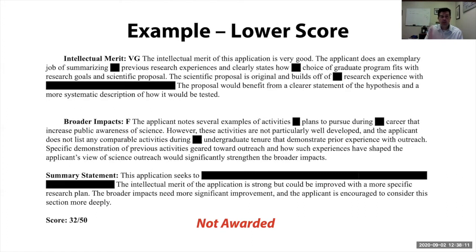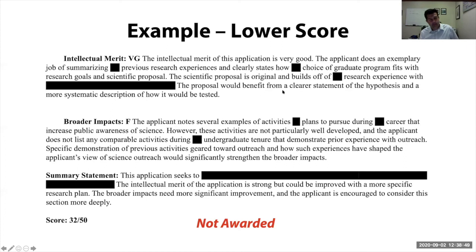On the other side, here's a lower score. I gave this a 32 out of 50, which is closer to an average score. The intellectual merit I also rated very good. I said the applicant does an exemplary job of summarizing her or his previous research experiences and clearly states how his choice of graduate program fits with the research goals and scientific proposal. The scientific proposal is also original and it builds off of their previous research experience in this area. The proposal would benefit from a clearer statement of the hypothesis, there I go again, and a more systematic description of how it would be tested. So again, I scored it very good.